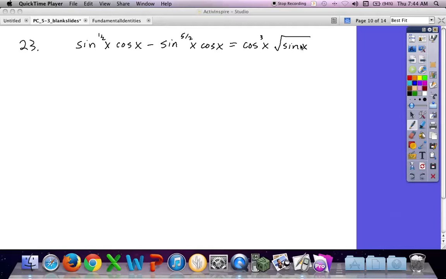The thing you've got to think about here is that we've got a sine to the 1/2 in this term and a sine to the 5/2 in this term, right? The greater power of the two is the 5/2. So we should be able to factor out the lesser power. If this was sine and this was sine to the 3rd, I would factor out one sine from both terms. Well, it's not. It's sine to the 1/2. So we're going to factor out sine to the 1/2 as the lower exponent.